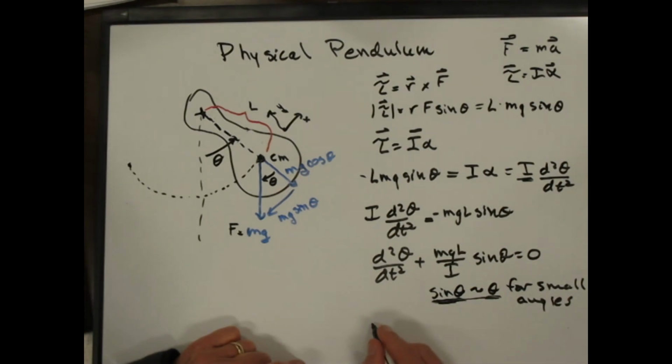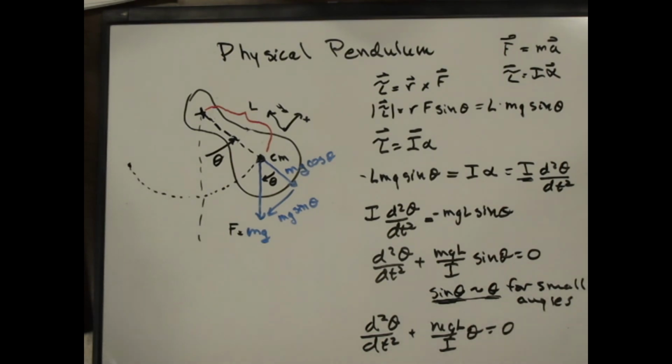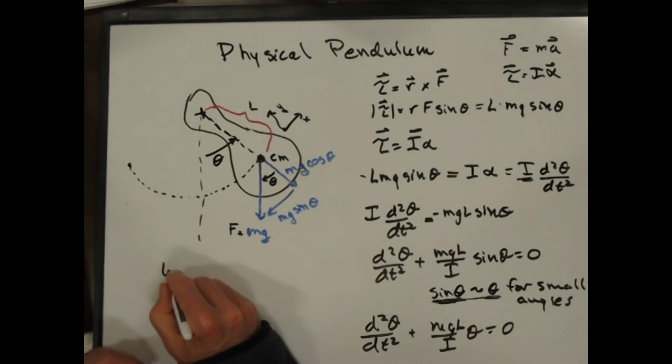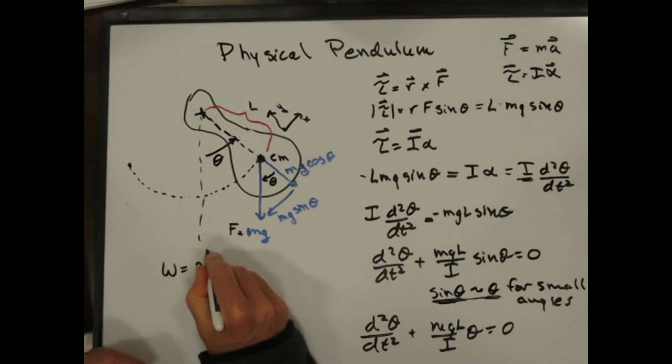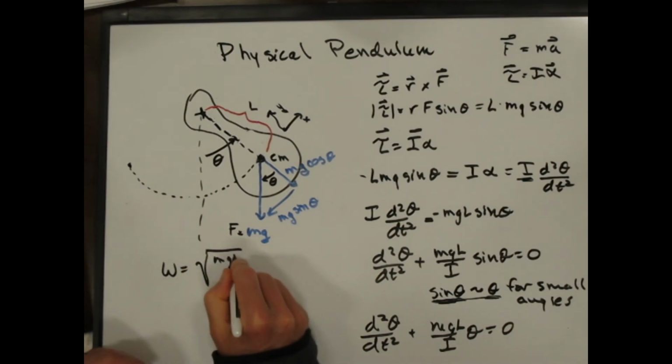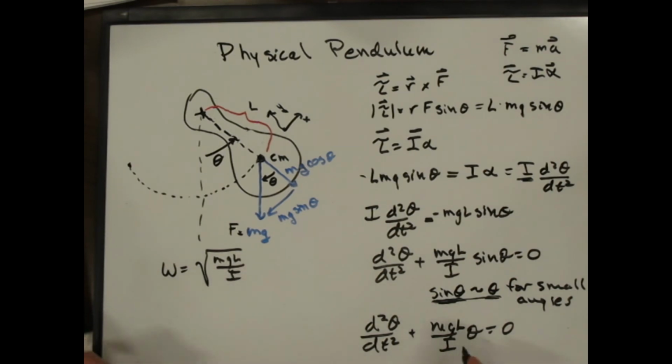And so then I'm back to d squared theta over dt squared plus mgl over I times theta is equal to 0. And this is the same differential equation we've been doing. We did it for the spring, we did it for the simple pendulum, and now we're doing it for this one. We say omega is equal to the square root of mgl over I. It's the square root of whatever is multiplying this thing.